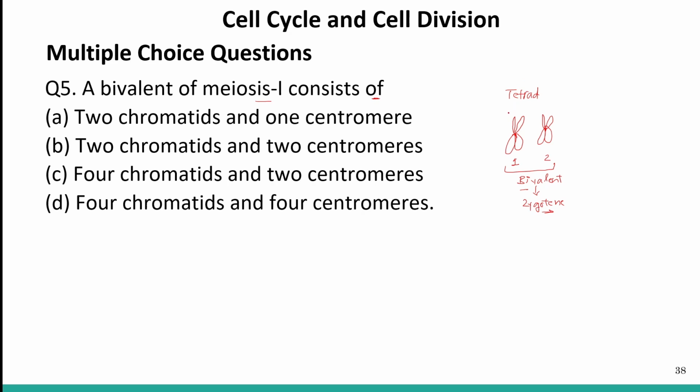Why is it called tetrad? Because it consists of 4 chromatids. First, second, third, and this is the fourth chromatid. Alright. So these are sister chromatids. So a bivalent of meiosis 1 consists of 2 chromatids and 1 centromere. Okay, centromere is present here. Okay, the chromatids are joined together with the help of a centromere.